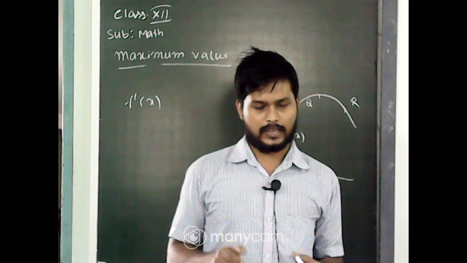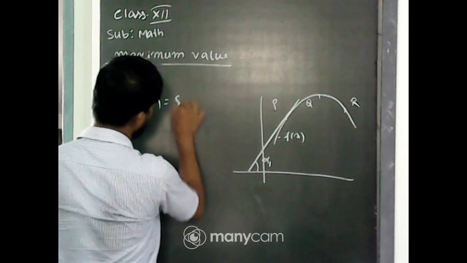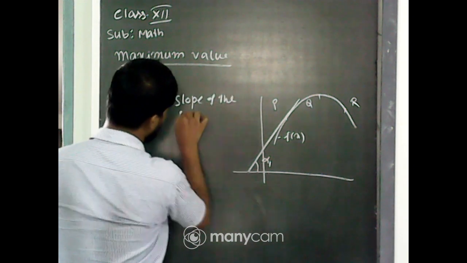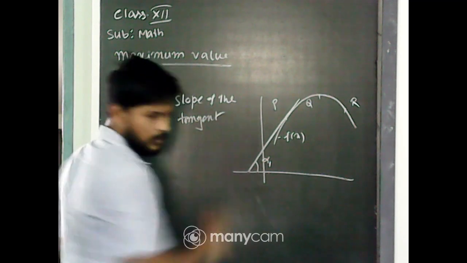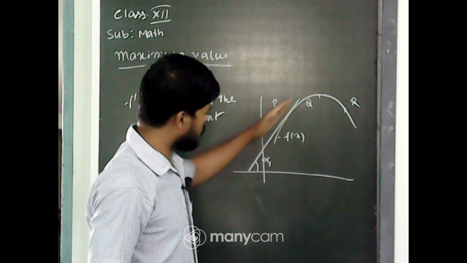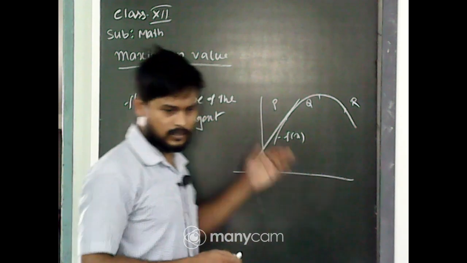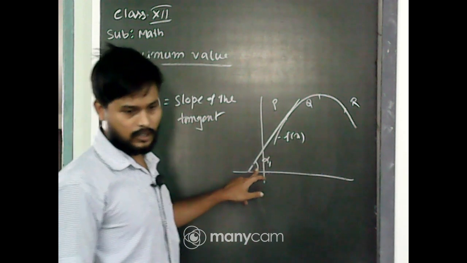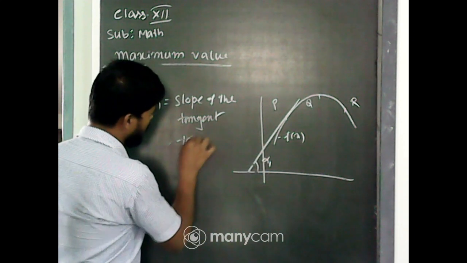So f dash x means the slope of the tangent. Now at point P the slope of the tangent will be tan alpha 1, because the tangent makes an angle alpha 1 with the positive direction of the x axis. So the slope of the line will be tan alpha 1.